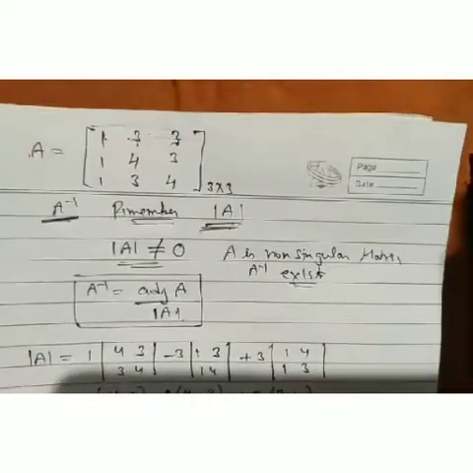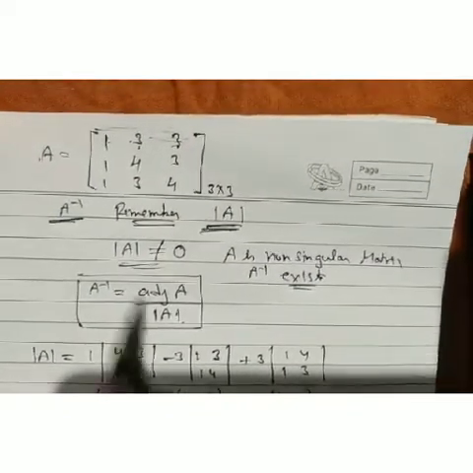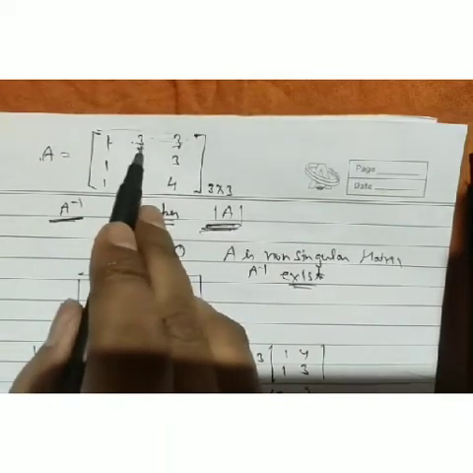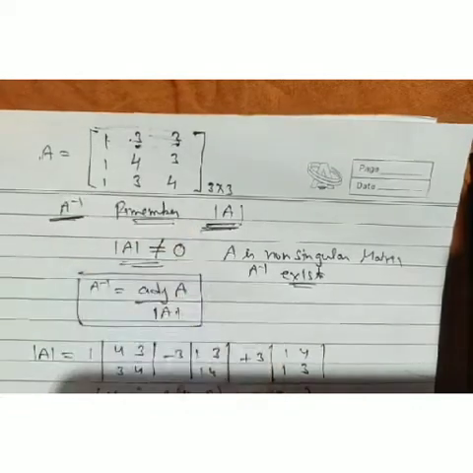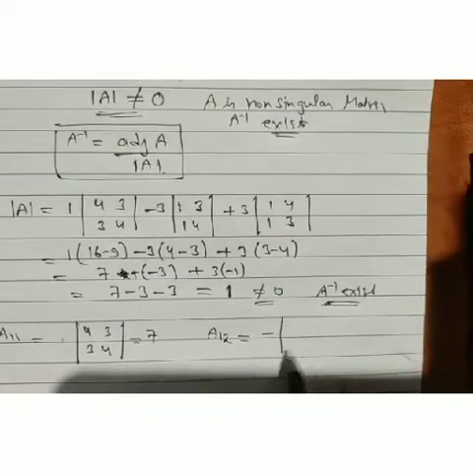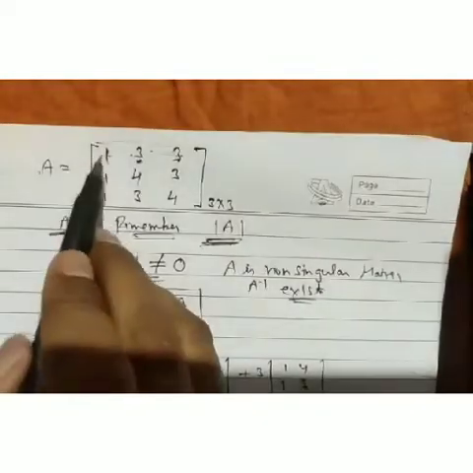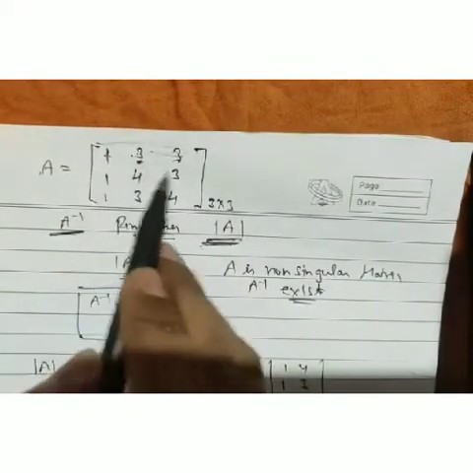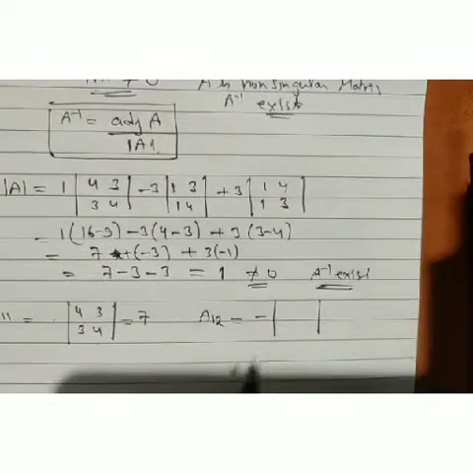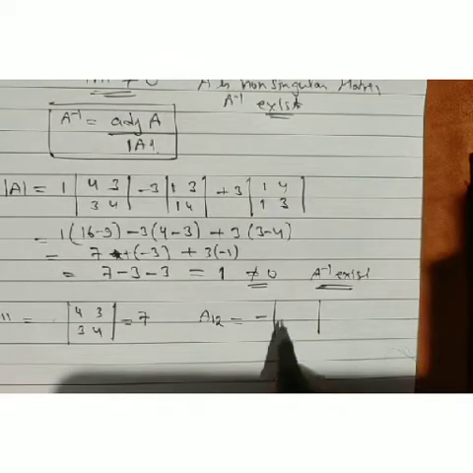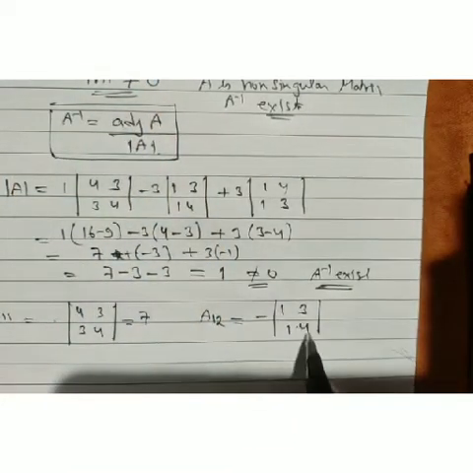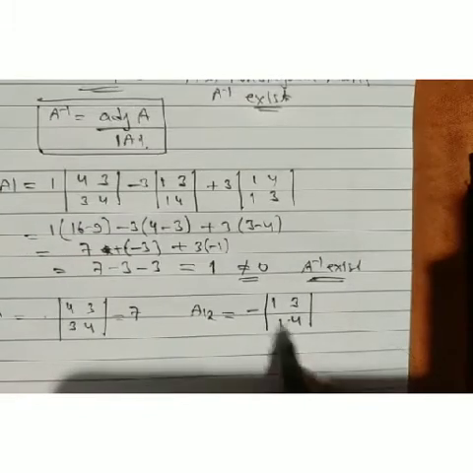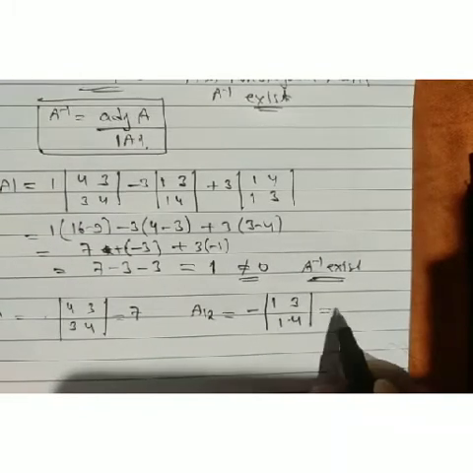What is our A12? We get A12 with respect to the first row and second column element 3. Then we have 1, 3, 1, 4. Taking a minus sign, because we have plus, minus, plus, minus, plus, minus, plus, minus, plus. Getting the row and column 1, 3, 1, 4. After solving, we have 4 minus 3, which is 1. We get minus 1 here.